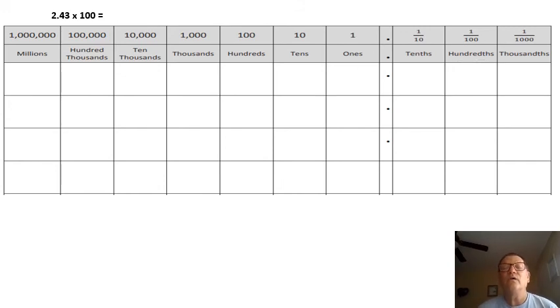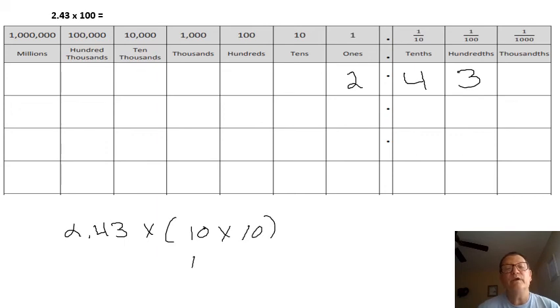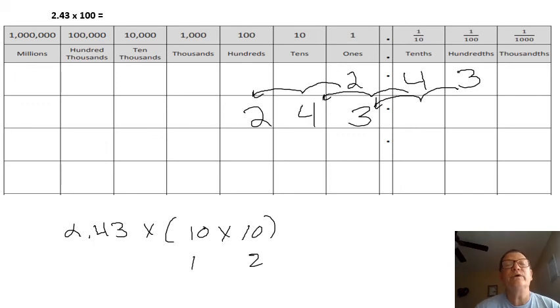All right. What if we did by 100? Well, we got 243. We know that 100 is actually 10 times 10. So with that, we know that's 2 place values. So the 2 will go 1, 2 place values. The 4 will go 1, 2 place values. And the 3 will go 1, 2 place values. So we can see that 2 and 43 hundredths times 100 is 243.